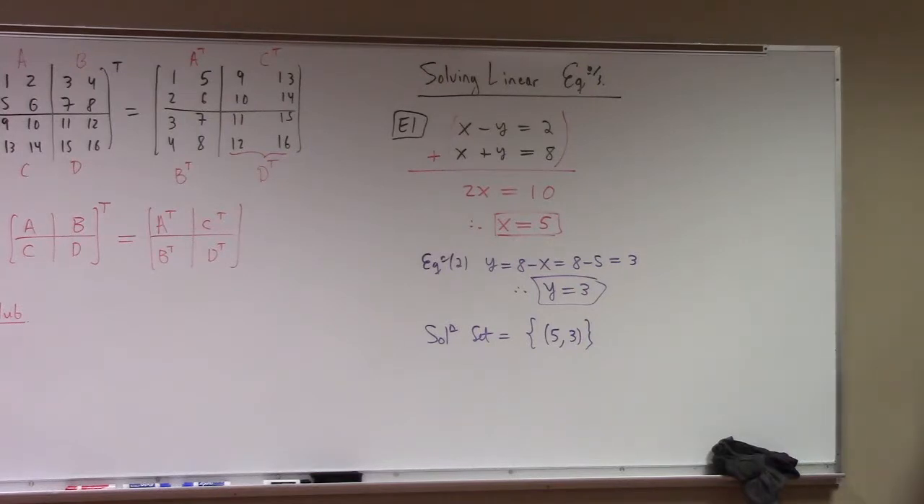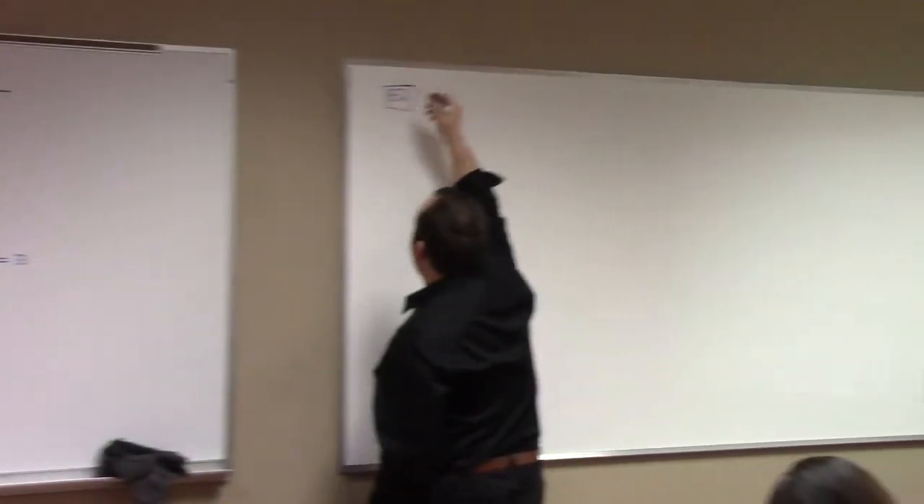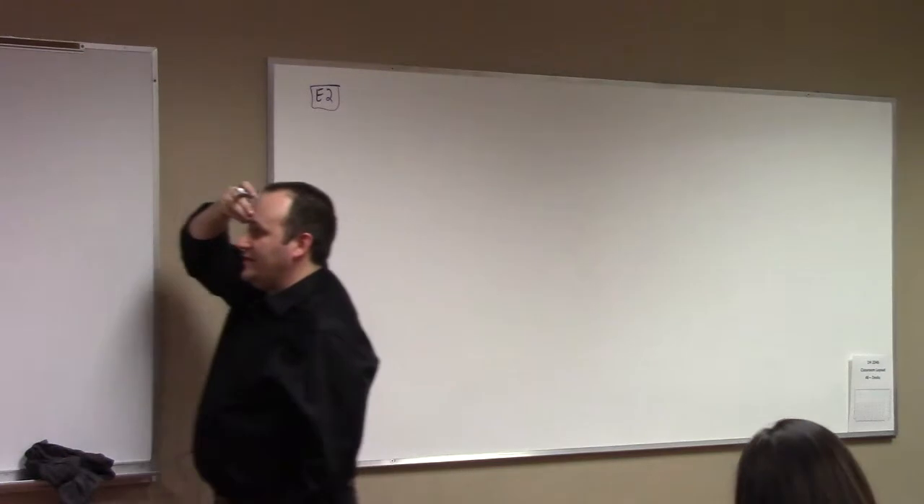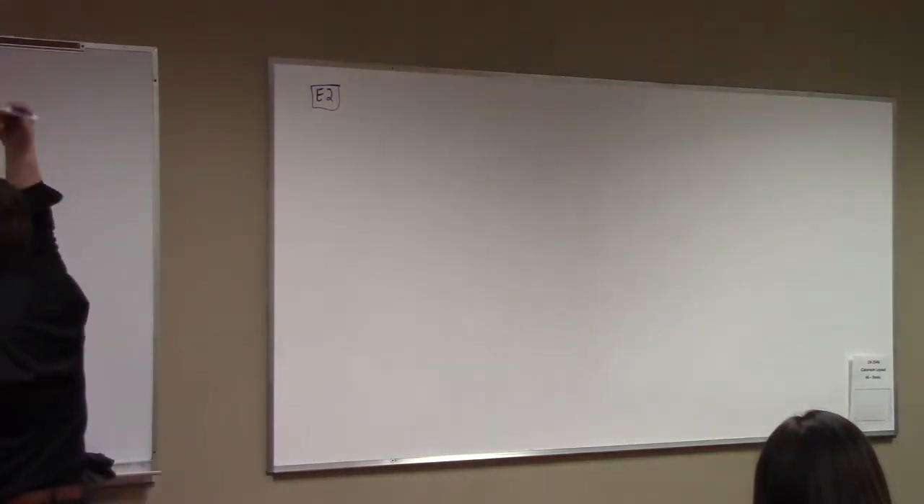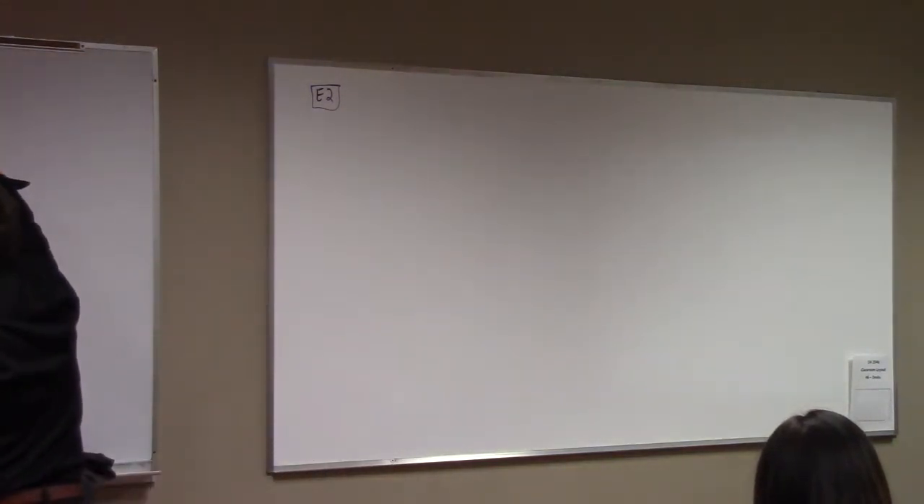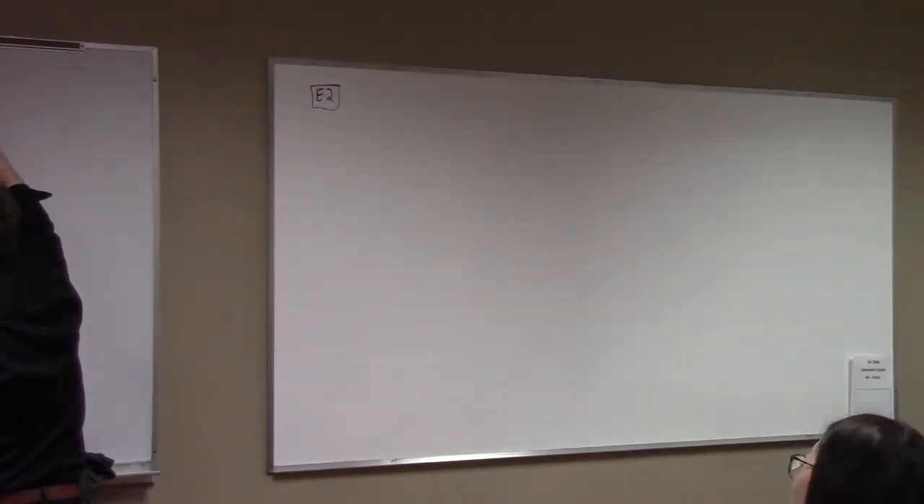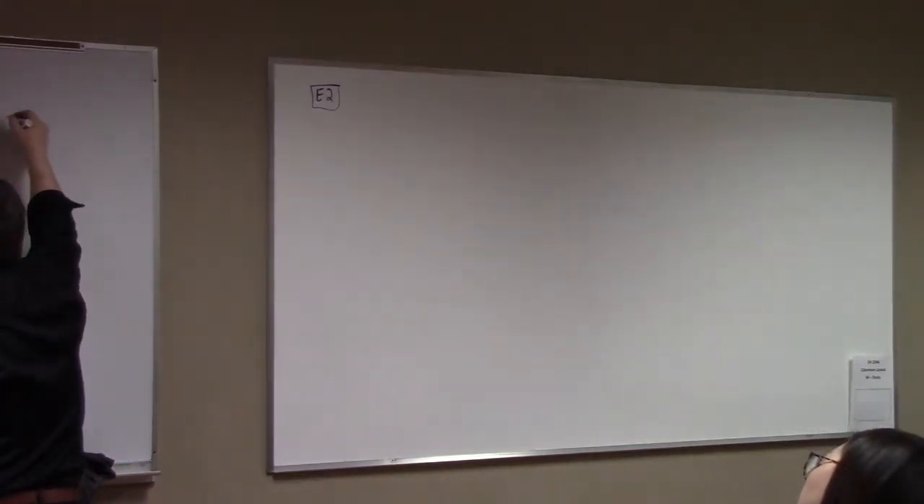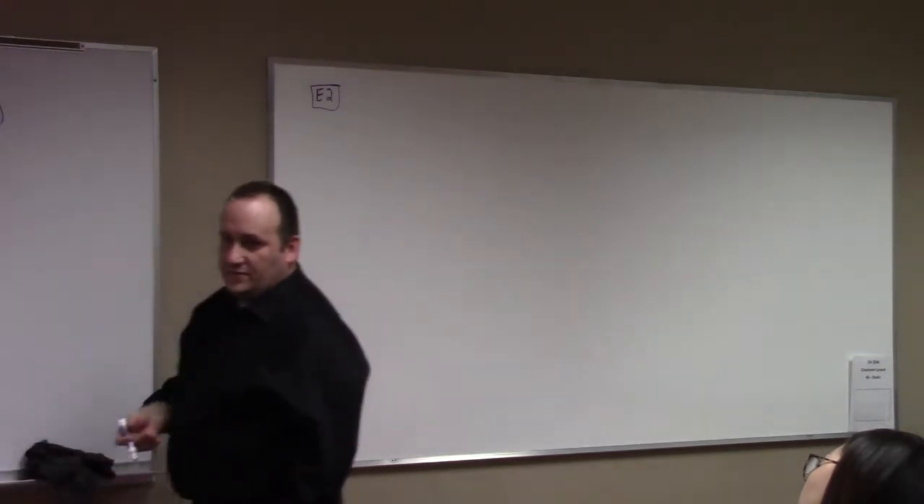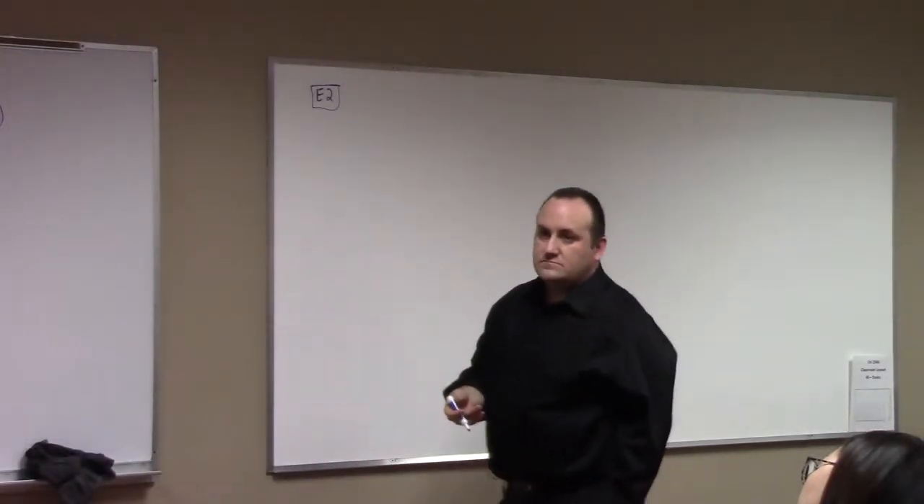Example 2. And the other thing that I was a little bit vague about here: I should really have told you over what number system we're working. I could have said over the reals. I mean, I could have said over the rationals.